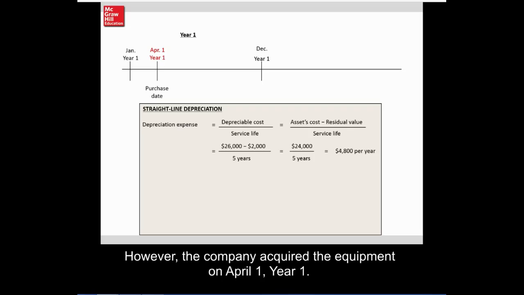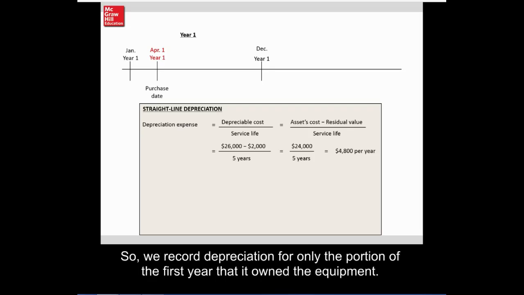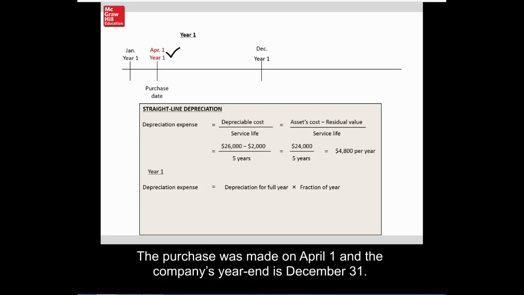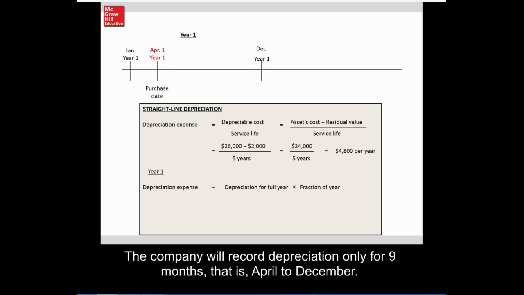However, the company acquired the equipment on April 1, year 1. So, we record depreciation for only the portion of the first year that it owned the equipment. The purchase was made on April 1, and the company's year end is December 31. The company will record depreciation only for 9 months, that is, April to December.